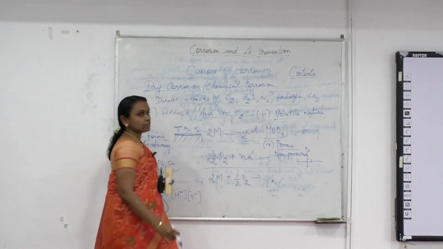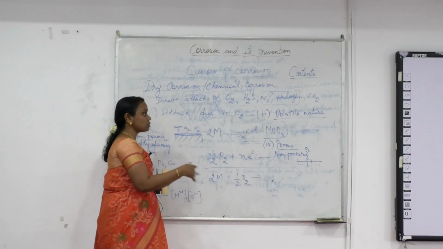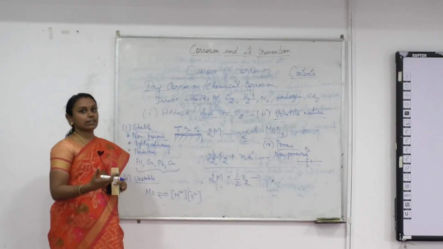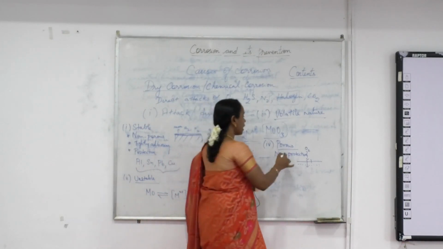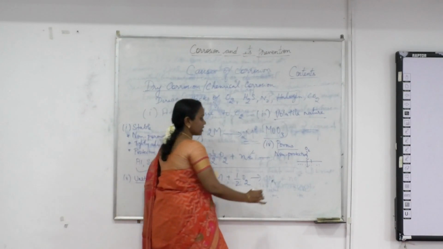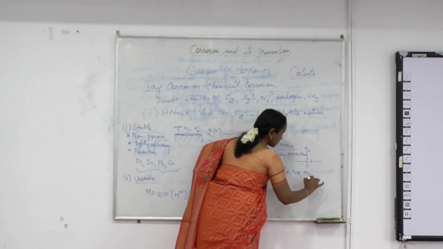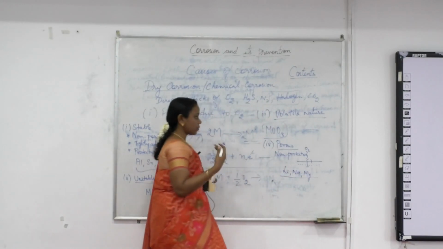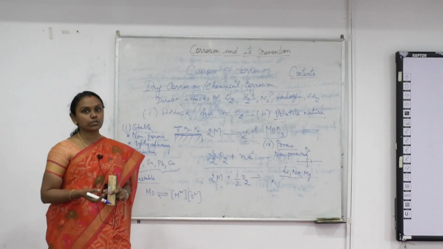Then in the third case, if it is highly volatile in nature, for example, molybdenum oxide, corrosion will be accelerated. Corrosion will take place very quickly, and the whole metal will be eaten off. And suppose the metal oxide layer is porous in nature, as in the case of lithium, sodium, magnesium, such metals, which form a porous metal oxide, then it is non-protective in nature, so corrosion will take place.